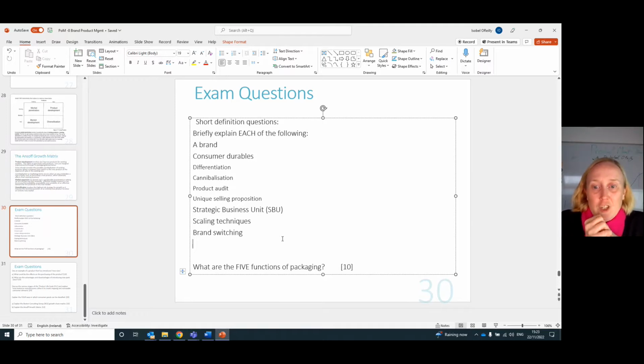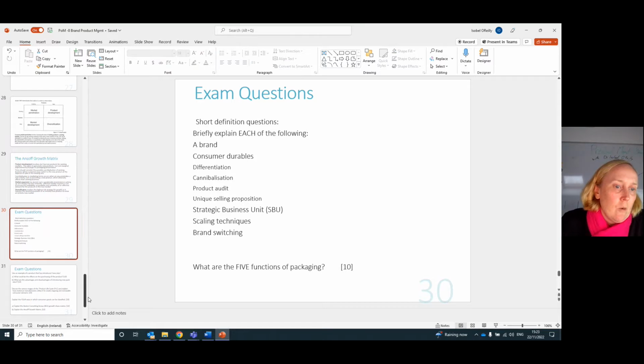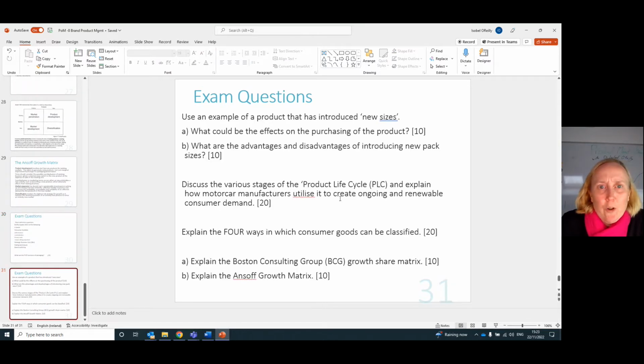Five functions of packaging, 10-mark answer. So each of the 5 is 2 marks. Name it, define it, or give an example. We went down through examples in class. Protection of the product, for instance. If you think of an egg carton, what is an egg carton doing for the customer? And so on.